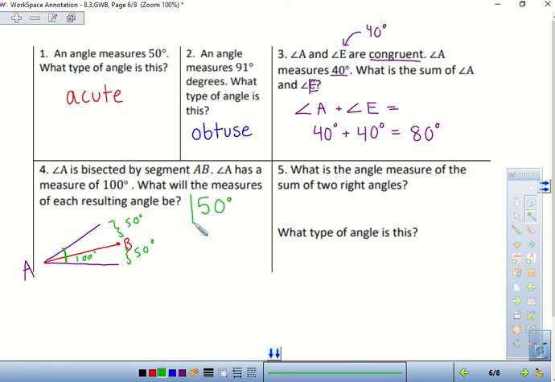Wait, that makes no sense. You just divide it. So the whole entire angle is 100 degrees, and we take it and we split it in half. Oh, so you split it by 2. Yes, we divide it by 2. Exactly.